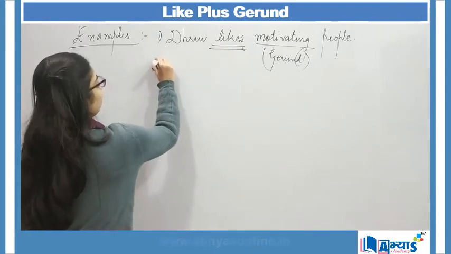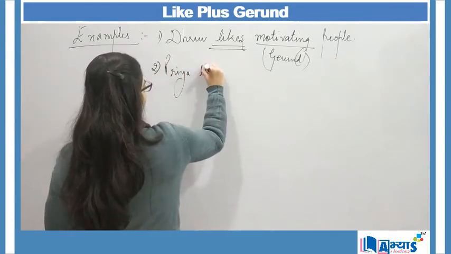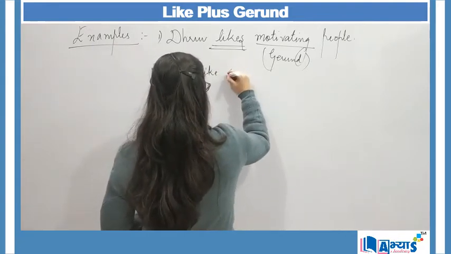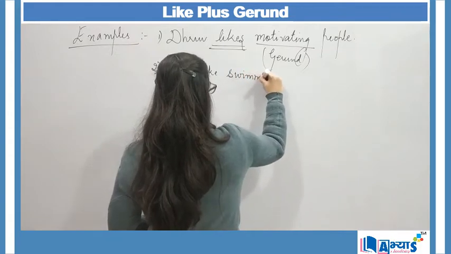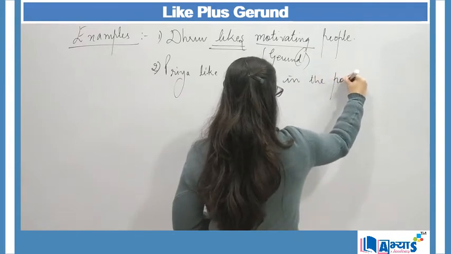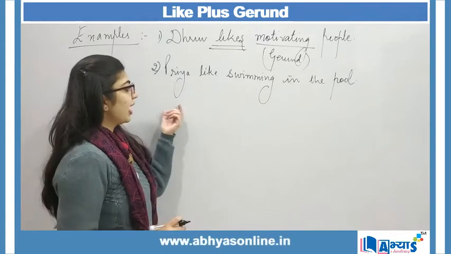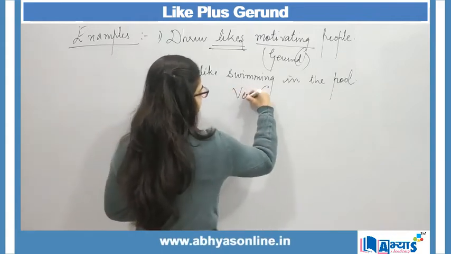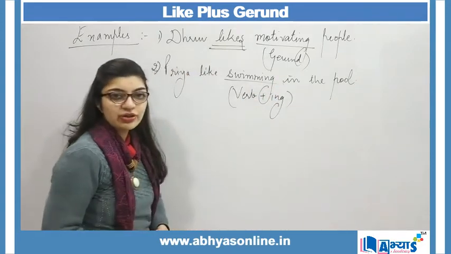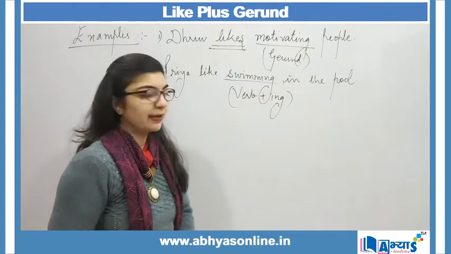Second example can be, Priya likes swimming in the pool. Again, I can say that Priya is fond of swimming. Now, like plus verb plus ing, which again refers to my gerund over here, and like over here means that she is fond of or she enjoys swimming.